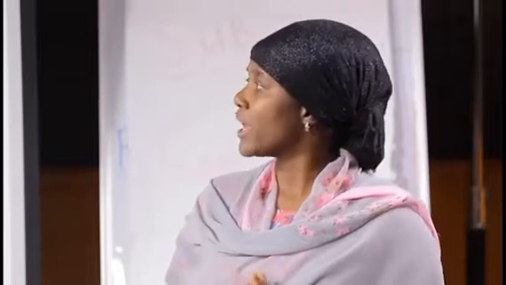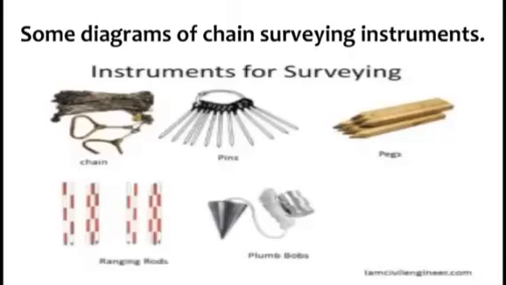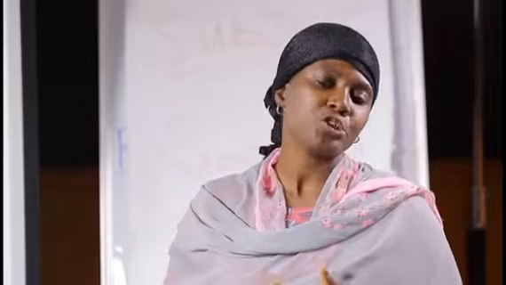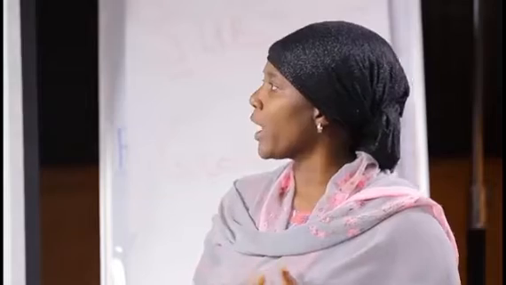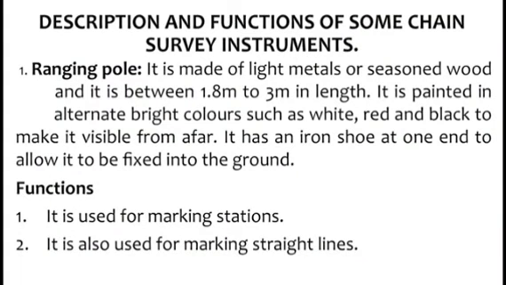That is what they look like. But before we do that, we have a picture or a diagram of some of the surveying instruments that have been mentioned. We have the Gunter's chain, we have the pins, we have the pegs, or what I call the station pegs. We also have the ranging poles, or like some other people call them, the ranging rods. And then we have the plumb bob. These are just a few of the instruments that we have. Now, let's look at their description and their functions.